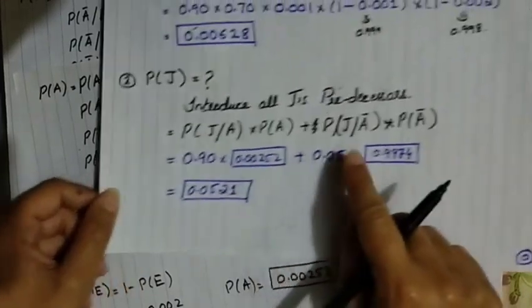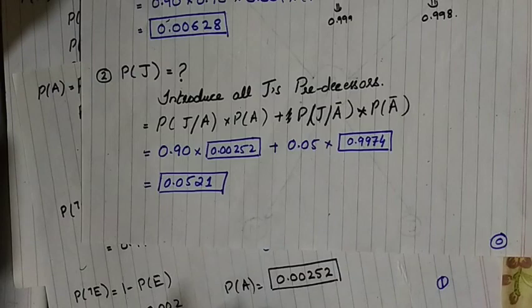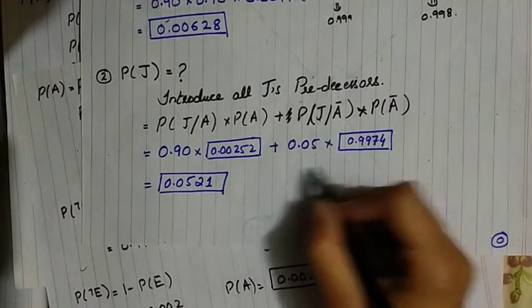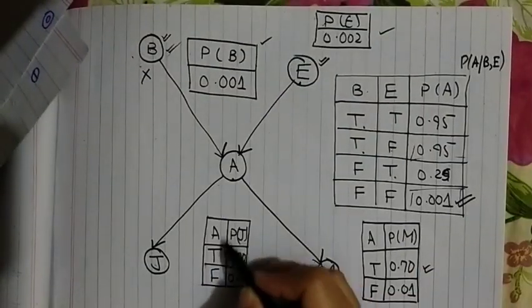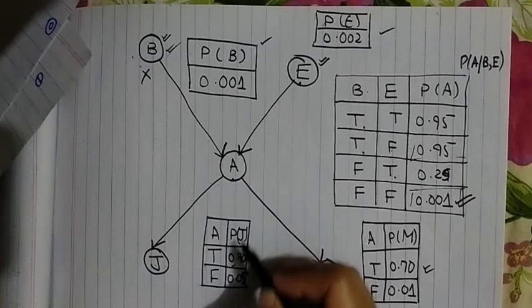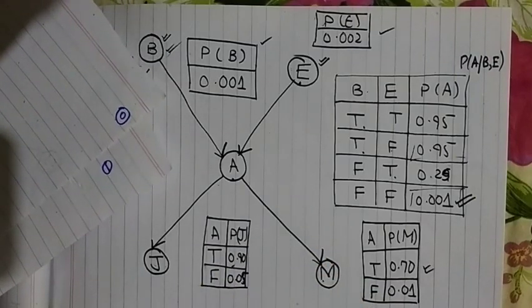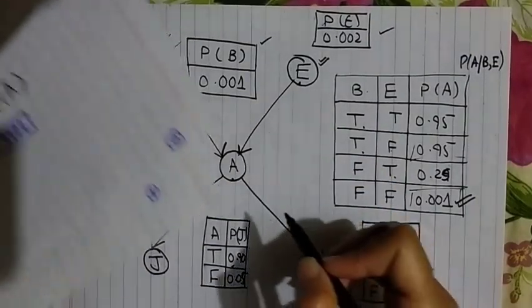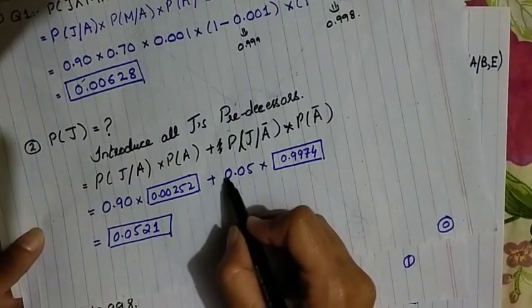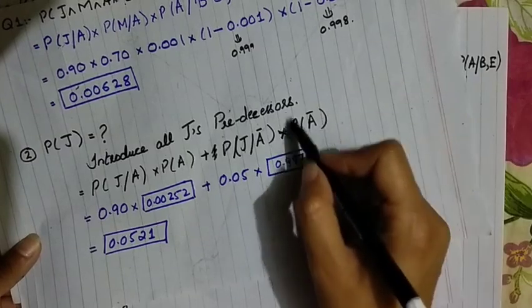Now let's see the other one. We are done with the true statement, but the false one is left. So for that we need to find out probability of j given that not a. The alarm has not rung, so Junaid would be calling, but that is 0.05. So here I got it, 0.05, and then again I have to find out the probability of not a.